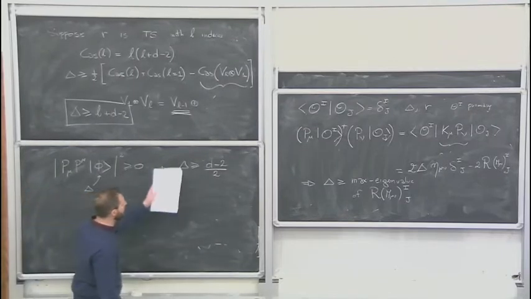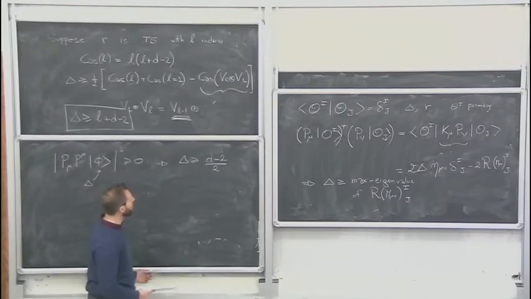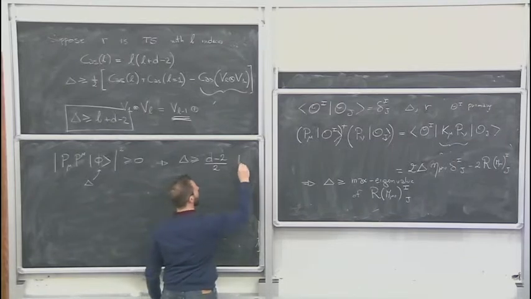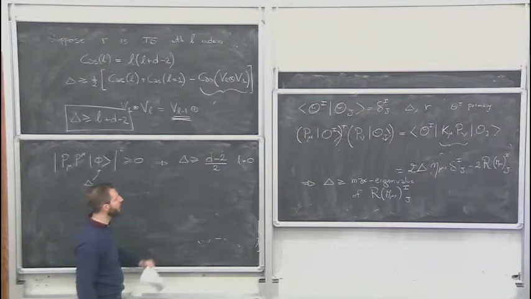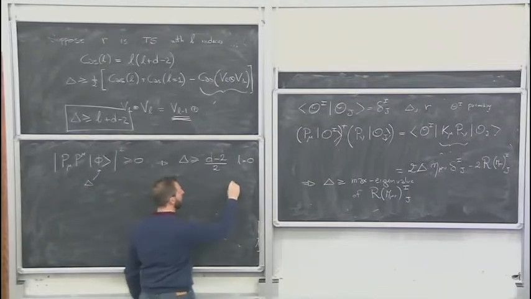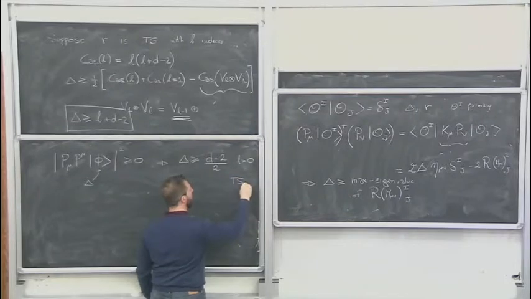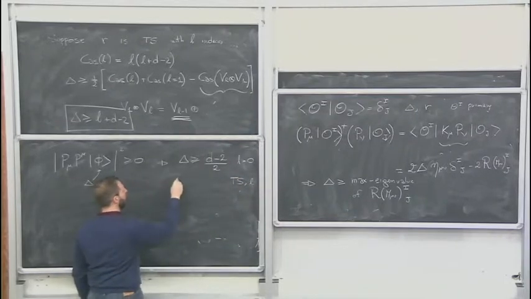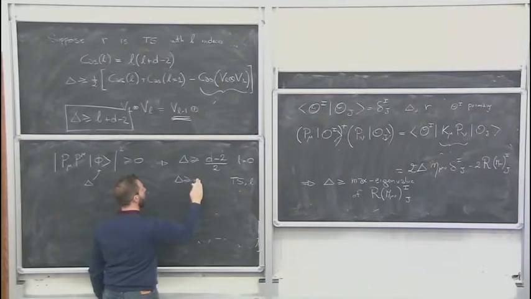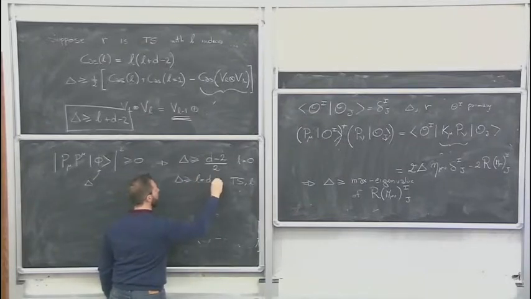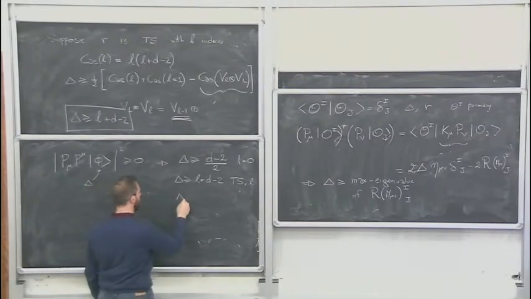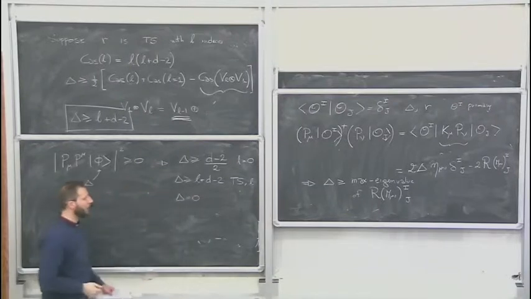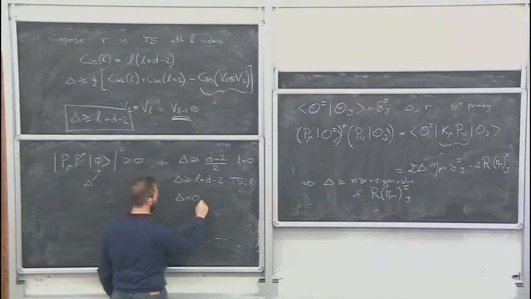So to collect our results, for scalars we have this condition that the dimension of the primary state has to be larger than this value, and for traceless symmetric tensors with spin L, delta has to be larger than L plus d minus 2. There is one exception, which is delta equals 0, L equals 0, which is the identity operator.